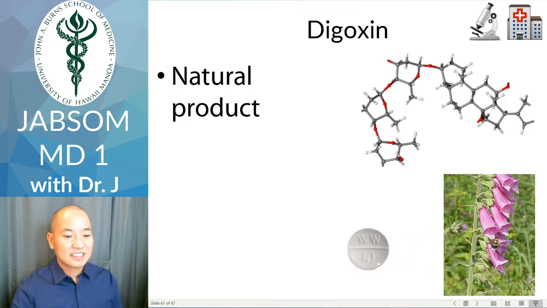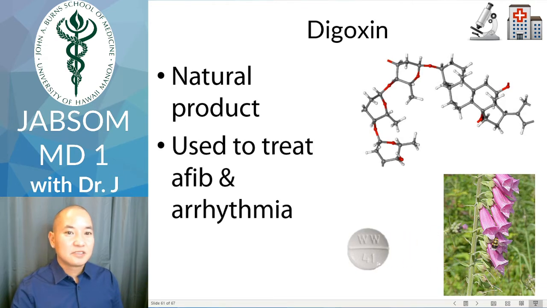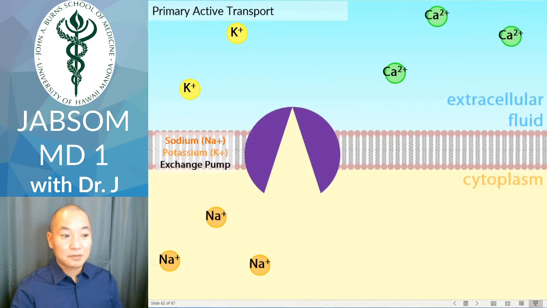Digoxin is also used to treat cardiac conditions such as atrial fibrillation and heart arrhythmias. So what does digoxin do? What does it do to the heart, and what does it do to cardiac muscle to help treat this atrial fibrillation or arrhythmias? So these abnormal contractions of the heart. More in MD2.